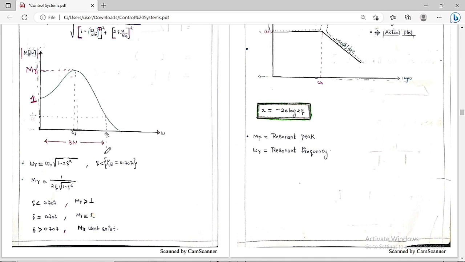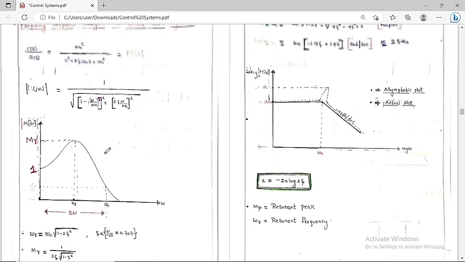So we can say simply whenever the zeta value is less than 1 by root 2, the resonant peak is always greater than 1. Whereas if zeta is equal to 0.707 or 1 by root 2, then the resonant peak is equal to 1. And if zeta is greater than 0.707, then the resonant peak won't even exist. So this one you always have to keep in your mind.